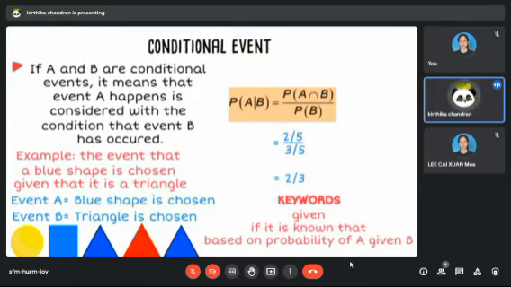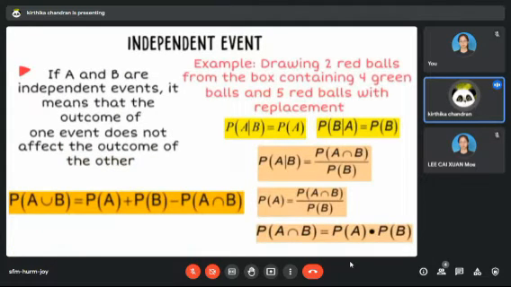So event A is blue shape is chosen, whereas event B is triangle is chosen. When we substitute in the formula, probability of A intersect B will be 2 divided by 5, whereas for probability of B, the condition, which is triangle is chosen, will be 3 out of 5. Thus, as a result, we will get an answer of 2 out of 3. Are you clear with the example given? Yeah, I'm clear.